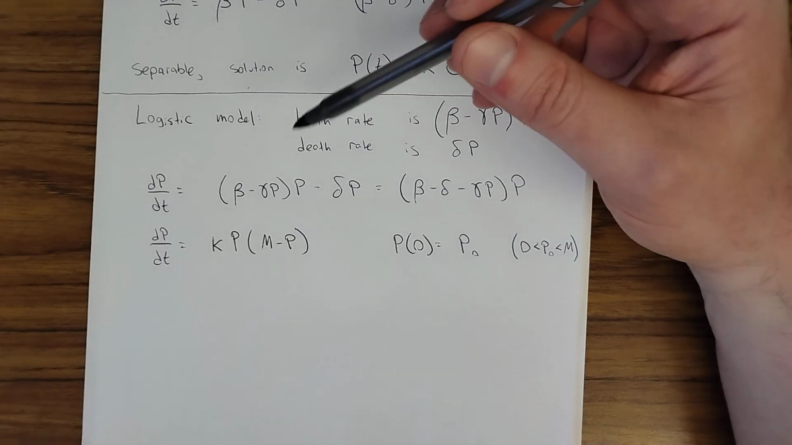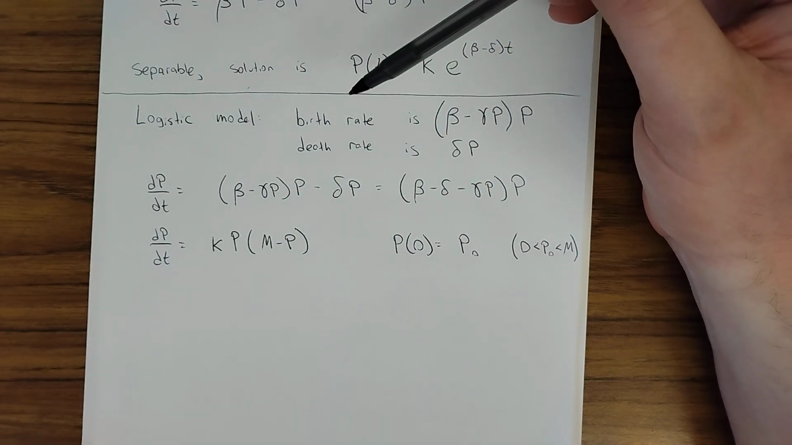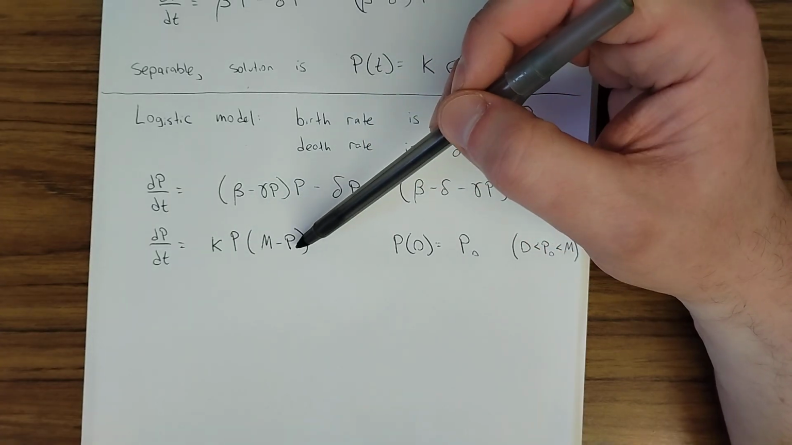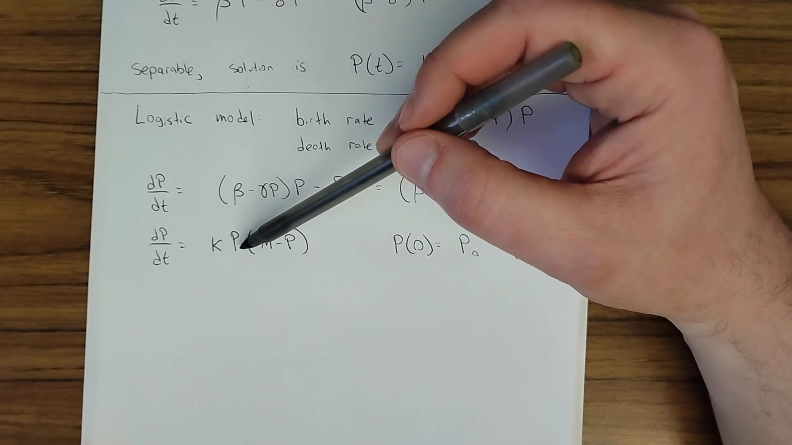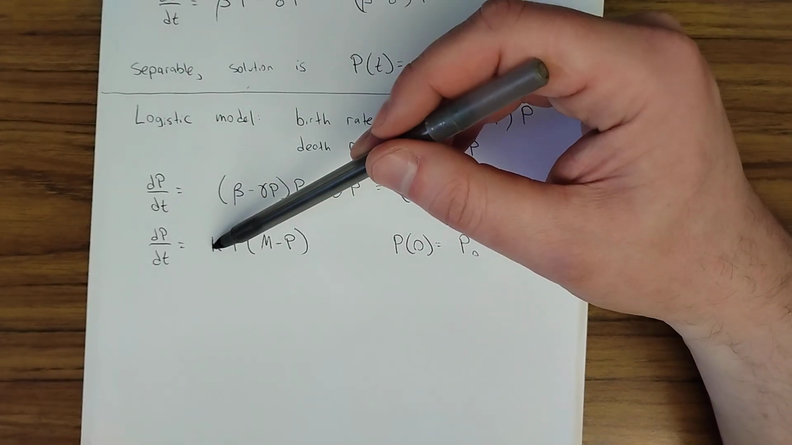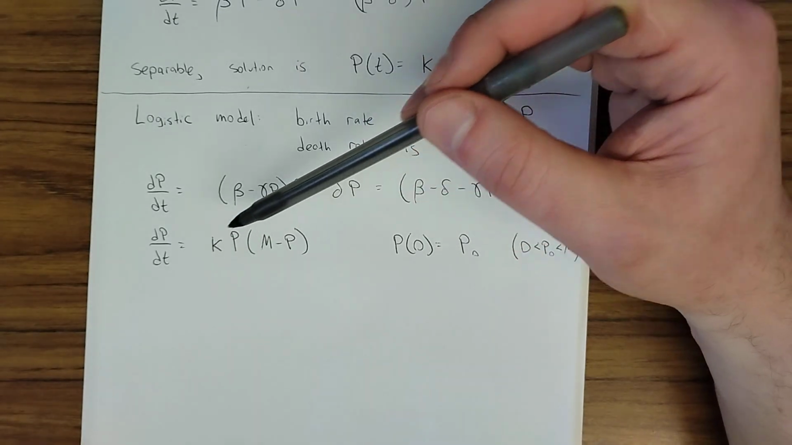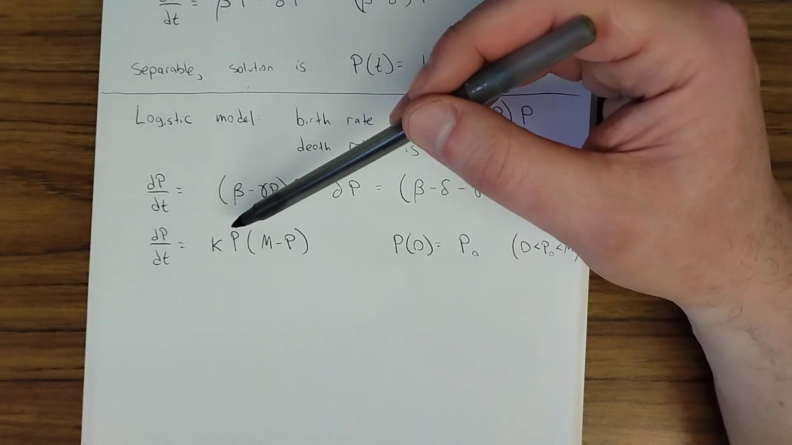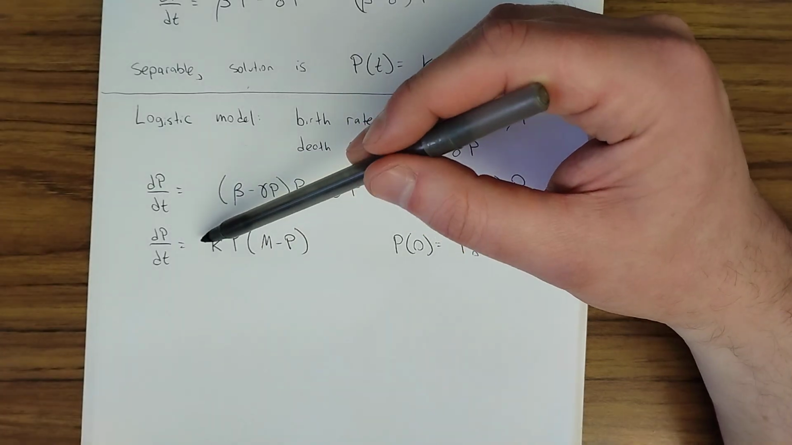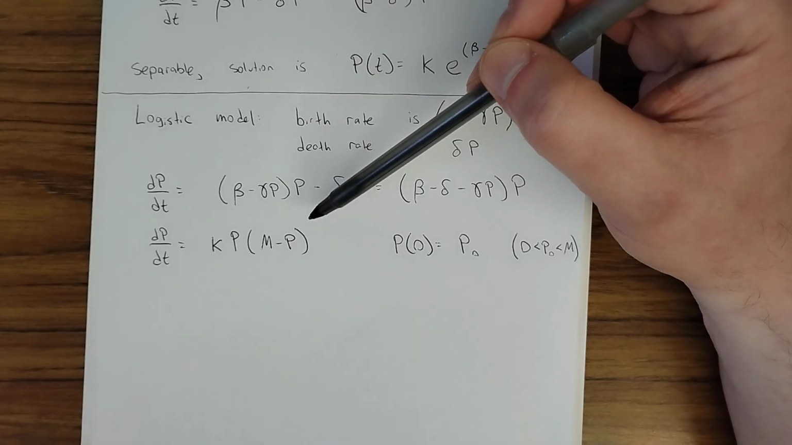Looking at it this way, m is often called the maximum capacity. If p is smaller than m, then p is going to increase, assuming k is positive. We assume k is positive. So this is telling you that dp over dt would be a positive number. P is positive, that's the population. And if p is smaller than m, this is also positive. So everything here would be positive, meaning that p is going to keep increasing.